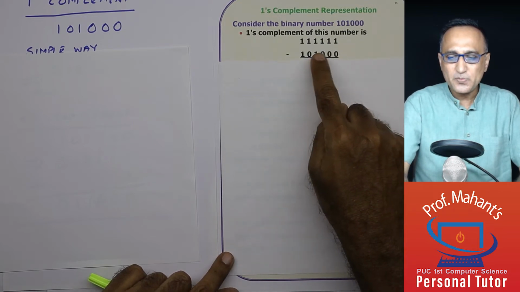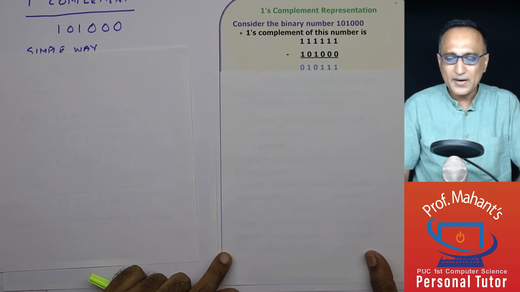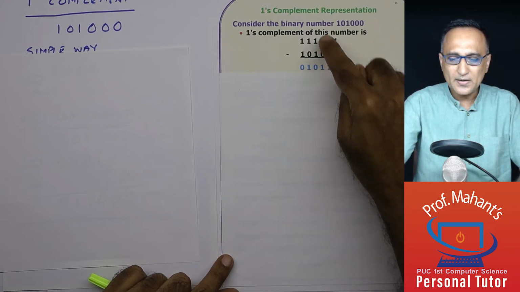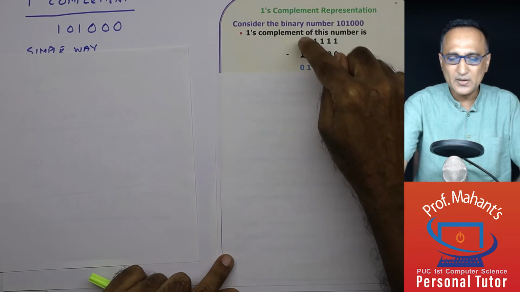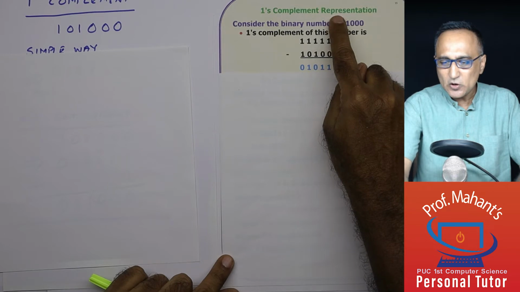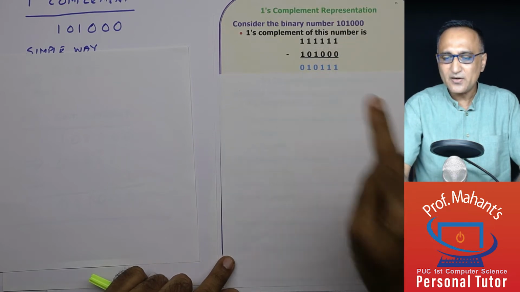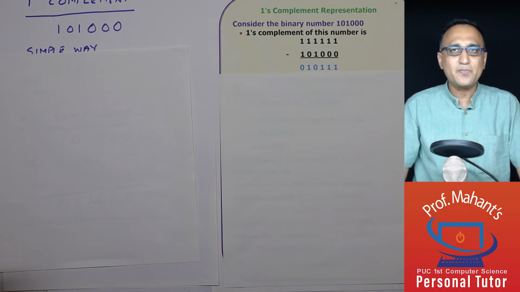Above each bit, I put a 1. 1 minus 0, 1. 1 minus 0, 1. 1 minus 0, 1. 1 minus 1, 0. 1 minus 0, 1. 1 minus 1, 0. So this particular number in ones complement is this particular value. This is a little cumbersome. There is a much simpler method.